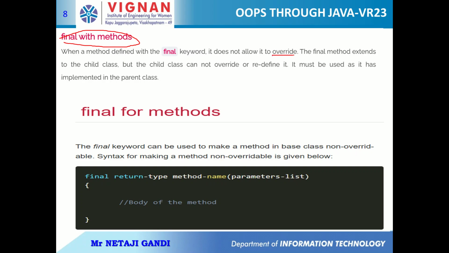Let us explain overriding first with an example, then we can apply it. But how to apply the final keyword to the method? Already you know the syntax for declaring a method: return type, method name, parameter list, and body of the method. Now you can apply the final keyword before it.